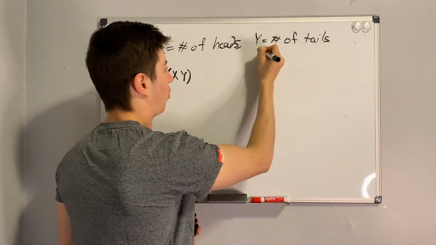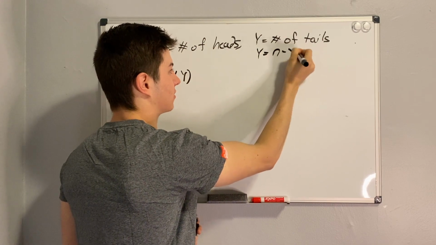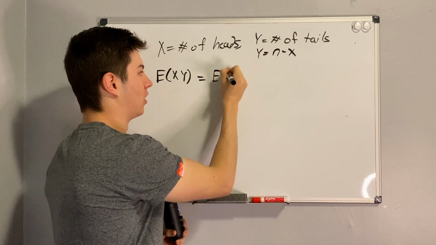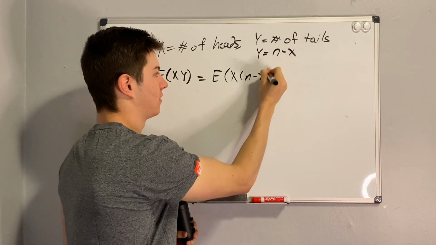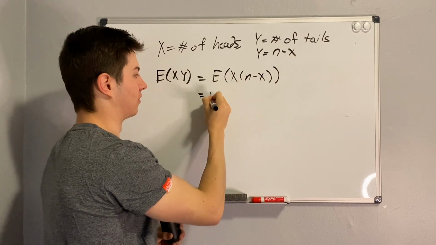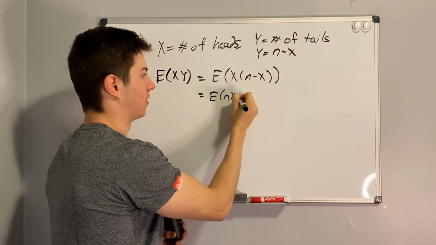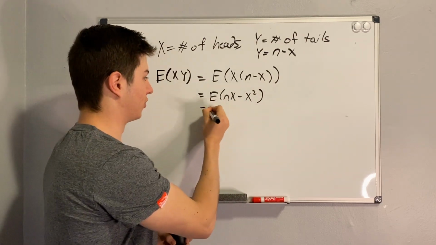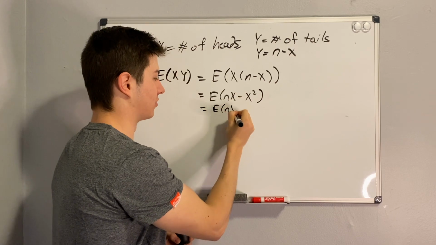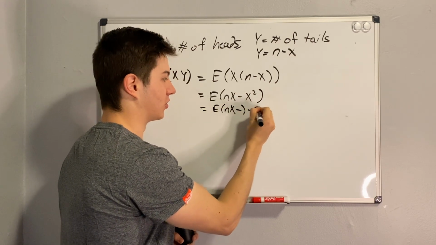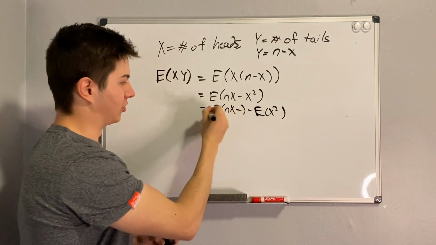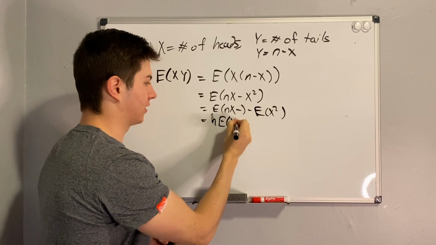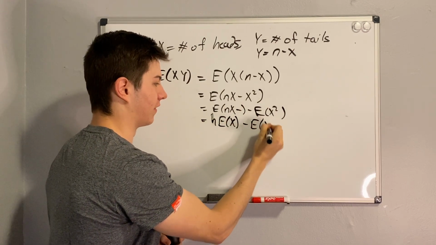So actually y is equal to n minus x, since we can only have heads or tails. And so this is the expected value of x times (n minus x), which we can simplify to E[nx minus x squared]. By linearity of expectation, this is the expectation of nx minus the expectation of x squared. And we can take the n out, so this is n times the expectation of x minus the expectation of x squared.